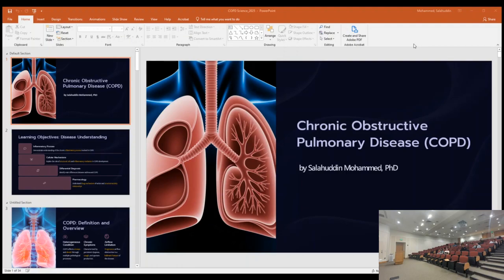A 70-year-old man with severe COPD presents with dyspnea and confusion. Arterial blood gases reveal hypoxemia and hypercapnia. What mechanism best accounts for this finding?